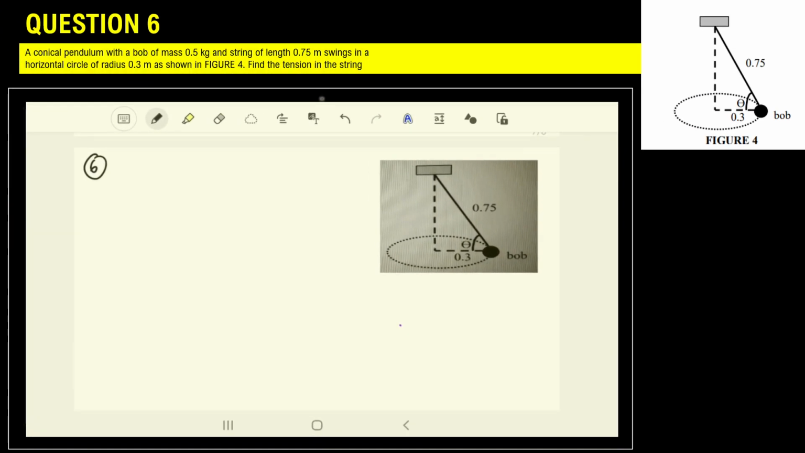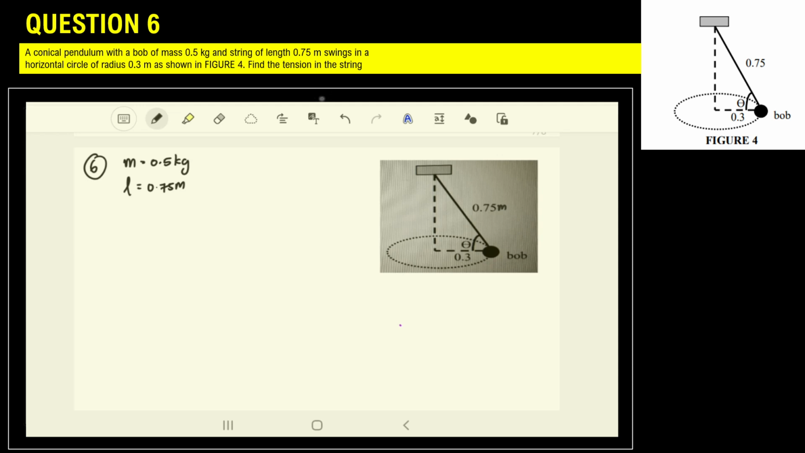Okay, question number 6. We have a conical pendulum with a bob of mass 0.5 kg. So mass is 0.5 kg, and the length of the string is given as 0.75 meter. So the length is 0.75 meter.